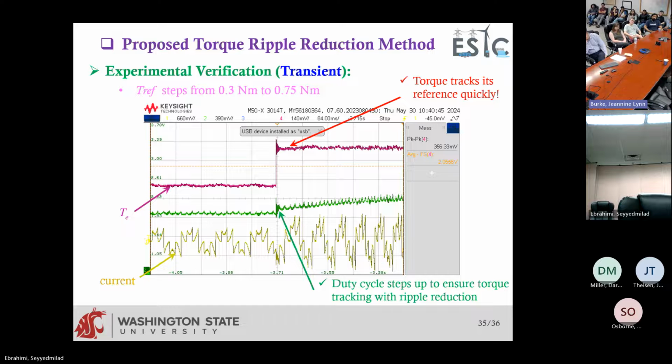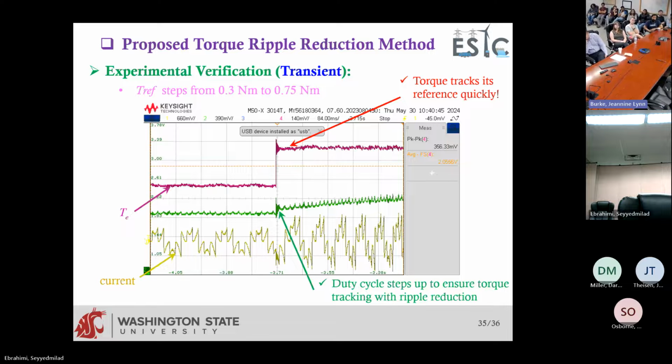So for example, here we change the reference value of the mechanical torque from 0.3 Newton meter to 0.75, and we see that it tries to track the reference torque very quickly because it just tries to brute force, adjusting the duty cycle, and there is no control loop, PI, etc. by adjusting the duty cycle dynamically. So it is very interesting. This area is interesting. That's why I just wanted to make you motivated.